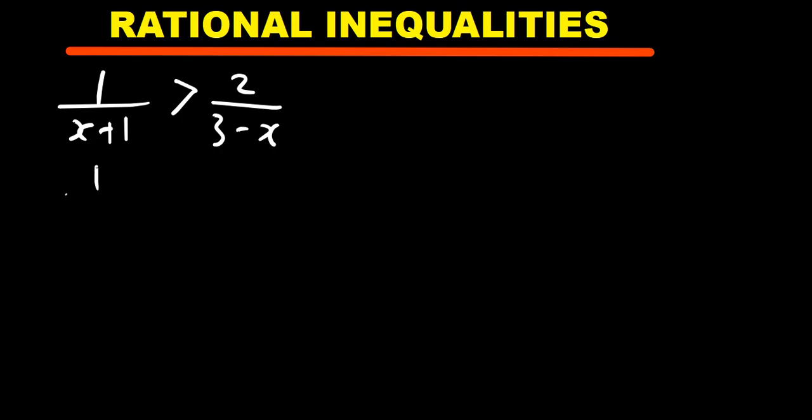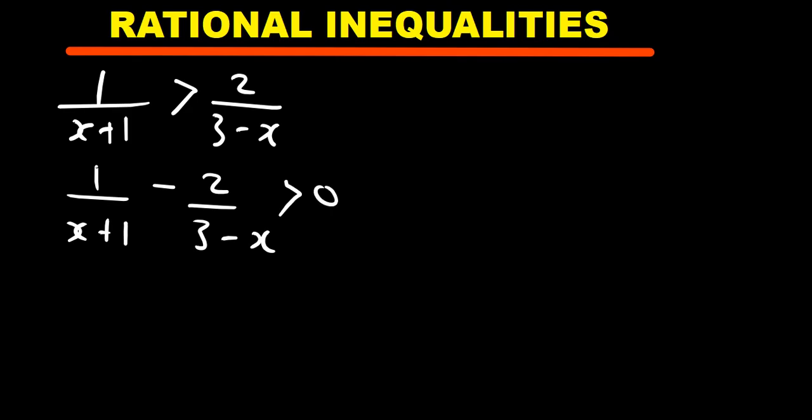So you have 1 over x plus 1. When it crosses to the other side, it becomes negative, so negative 2 over 3 minus x, and this is greater than 0. So what are you now going to have? This will multiply by your negative 2, then this will multiply by your 1.